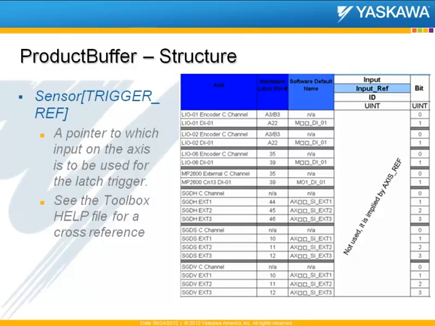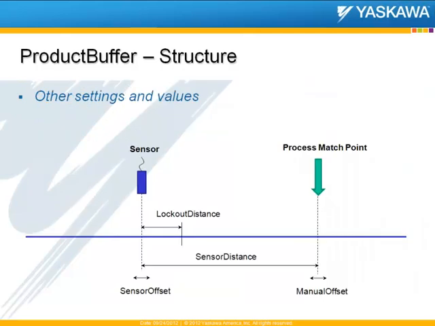The other values that are in that structure, things like a lockout distance, is the distance that it must travel after it's first been captured before the latch will rearm itself. And if we have some sort of match point, the sensor distance is the distance upstream that the sensor is from that match point. And then we have a couple of offsets available for use. So I'm going to give you an example here of how to use the product buffer.